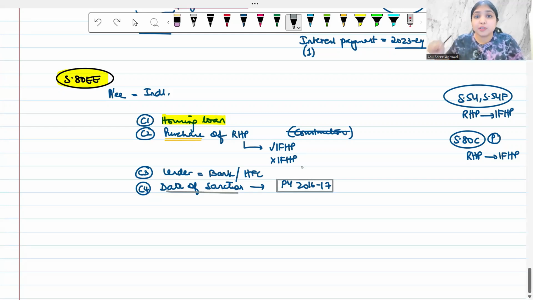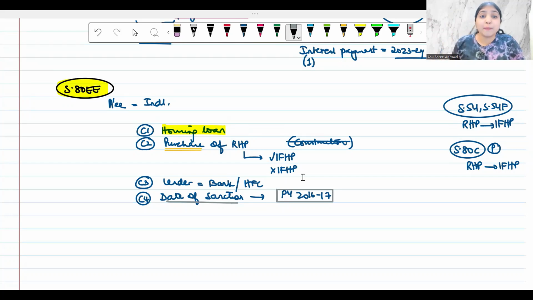See, where do we talk about the date of borrowing? In the IFHP chapter, the date of borrowing has to be on or after 1st April 1999. There we talk about the date of borrowing. But over here in 80EE, we talk about the date of sanction of the loan. When was the loan approved? The loan should have been sanctioned during the previous year 16-17.